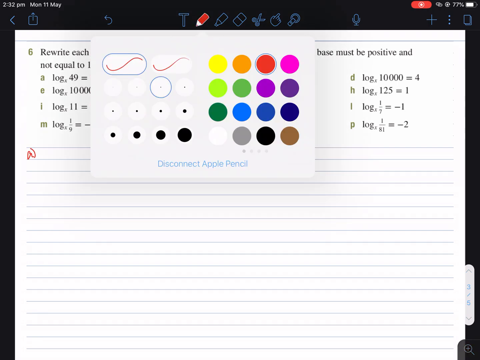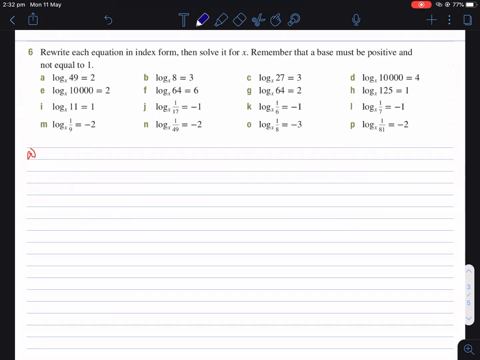Let's have a look at I. So here we have, so it's the thing at the bottom to the other side equals 49. So x squared equals 49, which means x equals the square root of 49, so x equals 7. We don't include x equals minus 7 because there's a whole definition of logs that I'm going to get into next time. You can't have negatives.